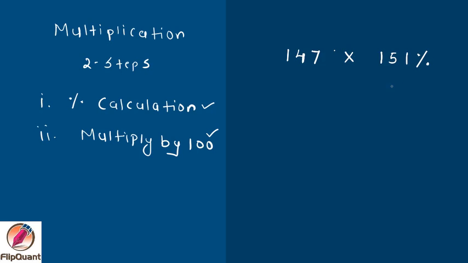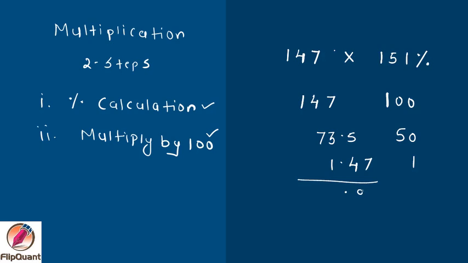So I would just calculate 100%, 50% and 1%. Okay, so 100% of any number is the number itself. 50% is half. So the 50% of the 147 is 73.5 and 1% is 1.47. So your answer comes out to be 0.97 and here is 147.